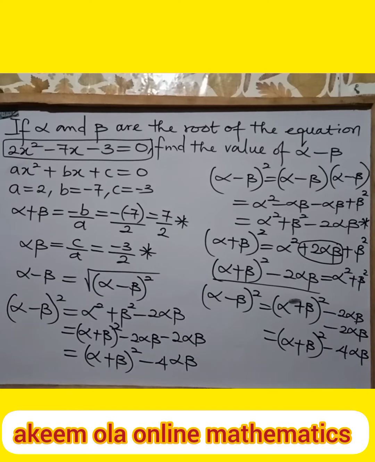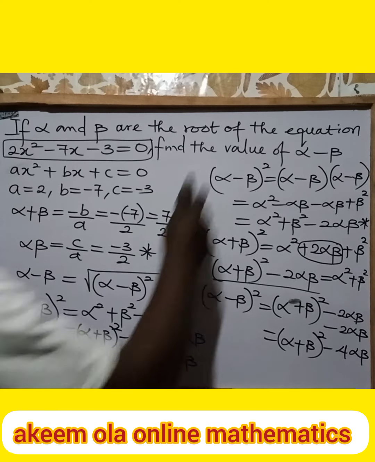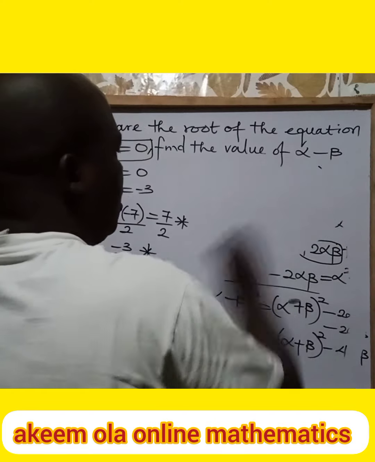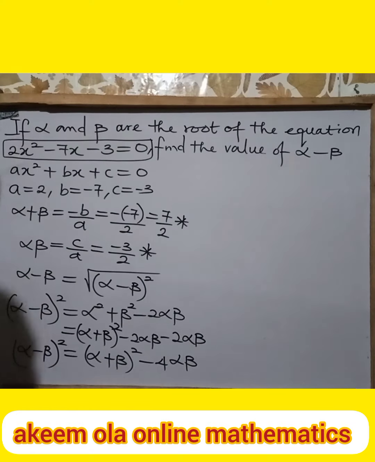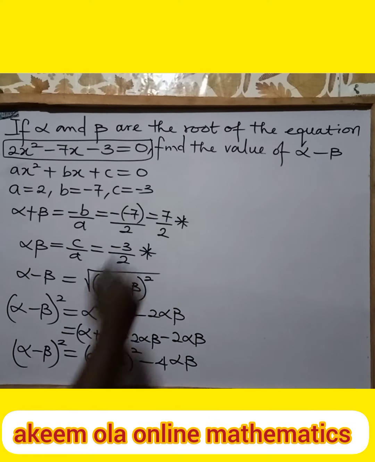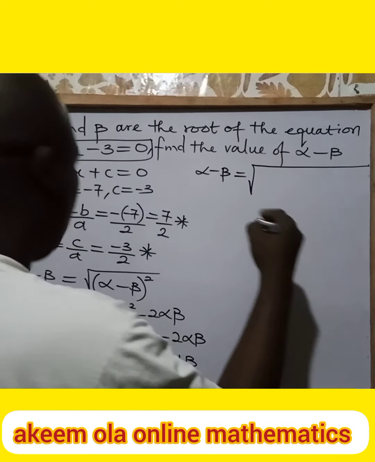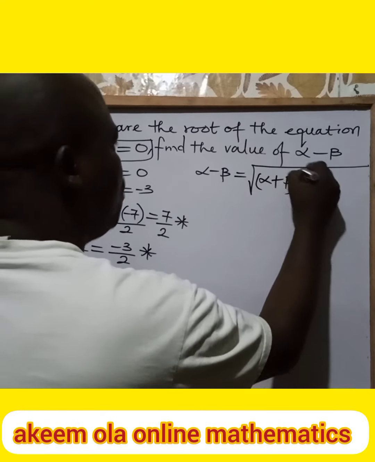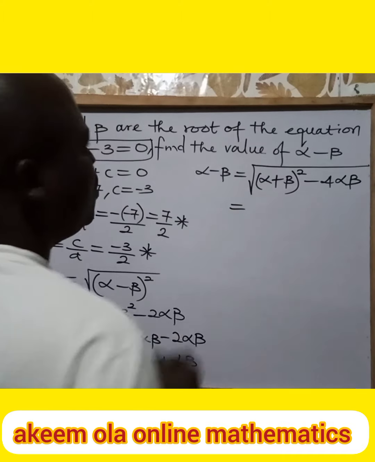So from there you will observe that what I have here is the equation for alpha minus beta square. Since I said alpha minus beta, my alpha minus beta will now be the square root of alpha plus beta square minus 4 alpha beta. Then I can now substitute their values.